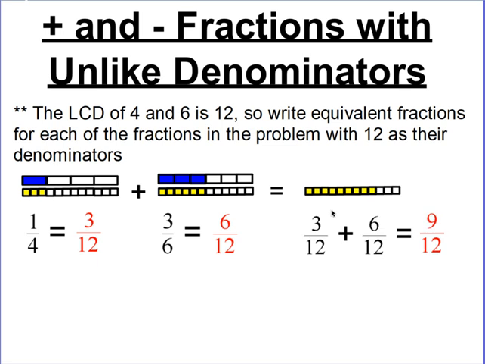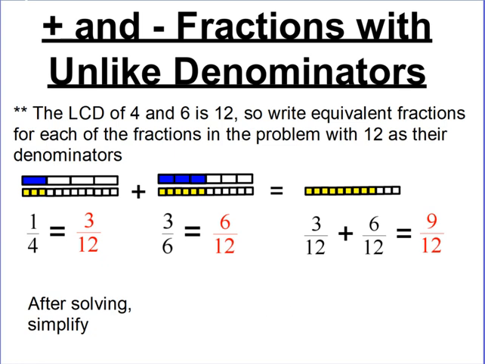So here we have 3/12 plus 6/12. That's our new problem because we adjusted our fractions. And 3/12 plus 6/12 is 9/12. So you can see that 9 out of 12 are colored in. And then we're going to simplify our fraction at the end just like we're supposed to.